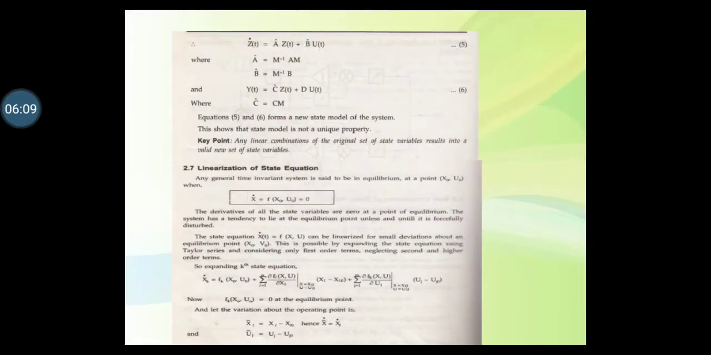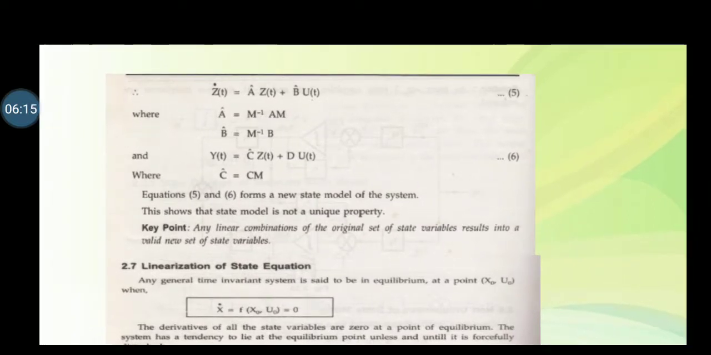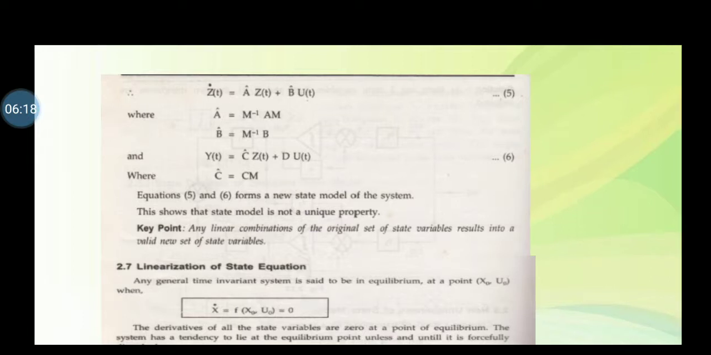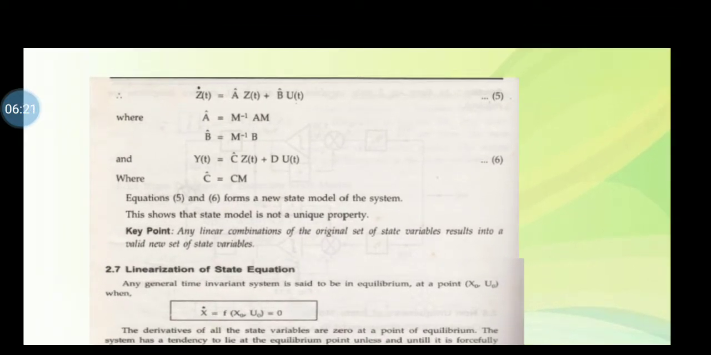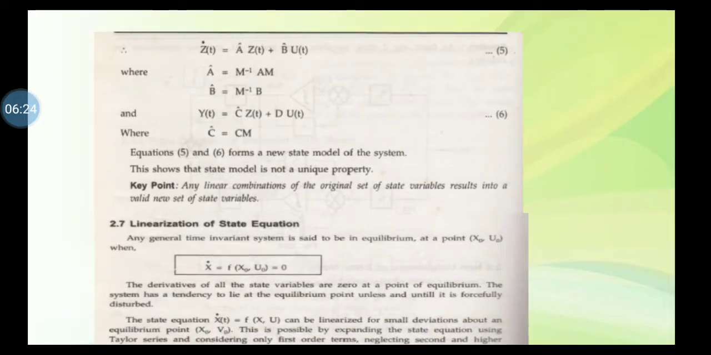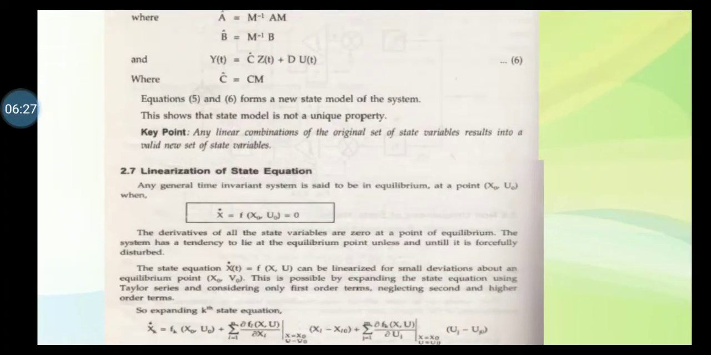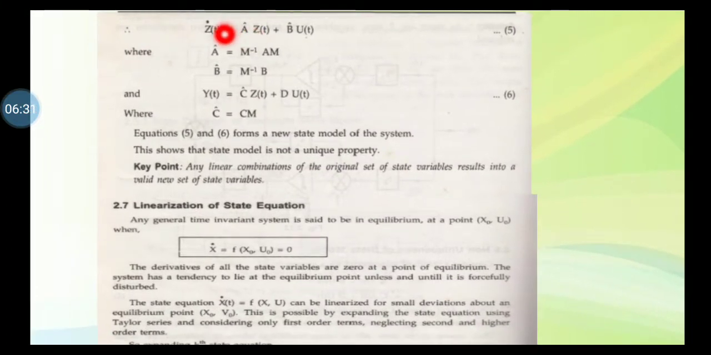Next, z dot of t will become A cap z of t plus B cap u of t, where A cap is equal to M inverse A M, B cap is M inverse B, and y of t is equal to C cap z of t plus D u of t, and C cap is C M. So these are equations 5 and 6 as shown here. Equations 5 and 6 represent a new state model of the system.